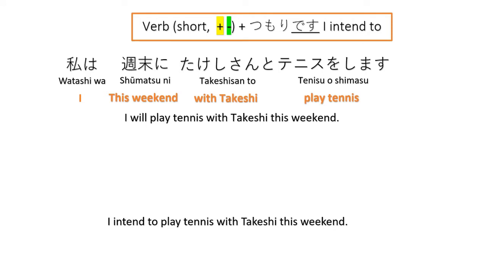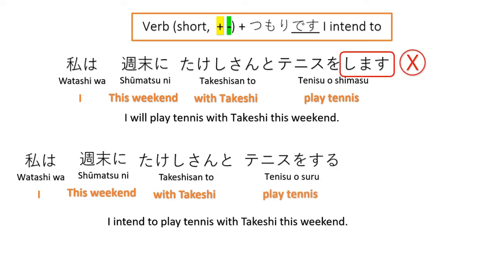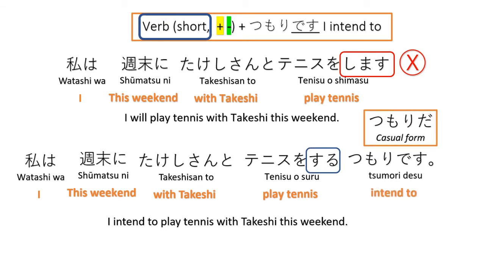Now, what if I want to say, I intend to play tennis with Takeshi this weekend? So we say, Watashi wa shumatsu ni Takeshi-san to. Now, instead of tennisu o shimasu, we use tennisu o suru. Suru is the short form of shimasu. So, tennisu o suru tsumori desu. Watashi wa shumatsu ni Takeshi-san to tennisu o suru tsumori desu. This weekend, I intend to play or I plan to play tennis with Takeshi.